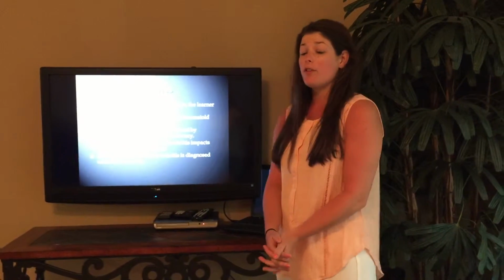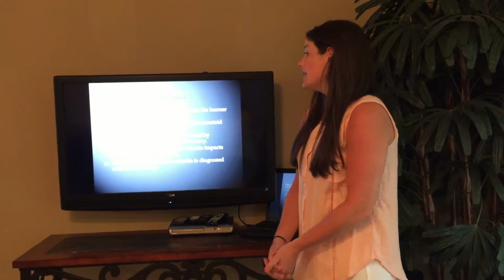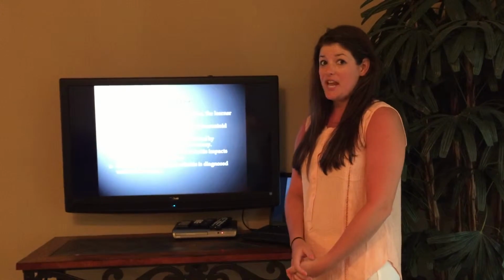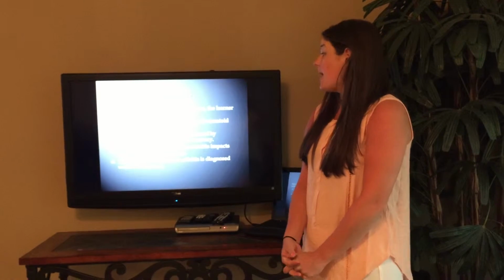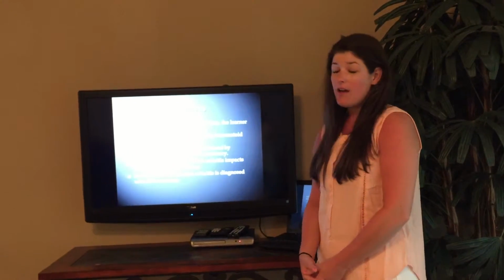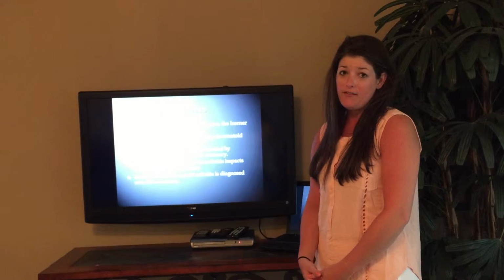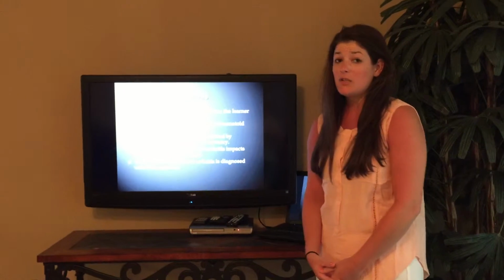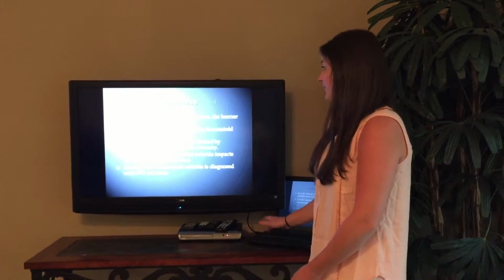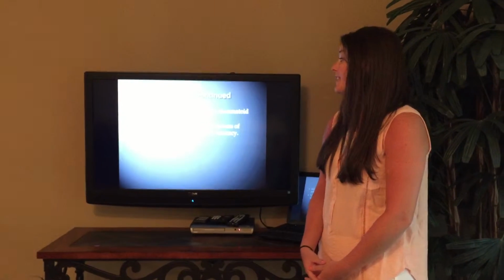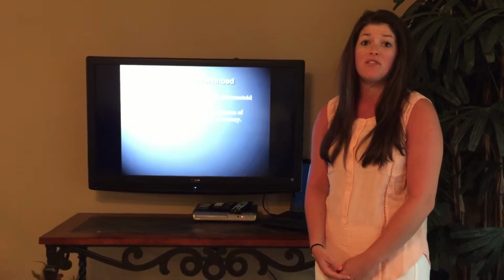Our objectives are for the listener to be able to list the risk factors for developing RA with 90% accuracy, list the body symptoms affected by RA with 90% accuracy, identify ways RA affects daily living with 85% accuracy, identify how RA is diagnosed with 85% accuracy, identify ethical issues related to RA with 85% accuracy, and to be able to list with 90% accuracy the common signs and symptoms of RA.